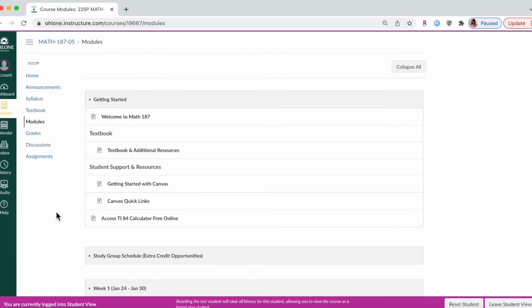I am going to show you how to use the TI-84 calculator in order to solve a system of linear equations using matrices. If you have a TI-84 or TI-83 calculator, it will work the same way. Now, if you don't have a graphing calculator, don't worry. I have also included a link to use it for free online. So if you're in our Canvas page, go to Modules and then click on this link.